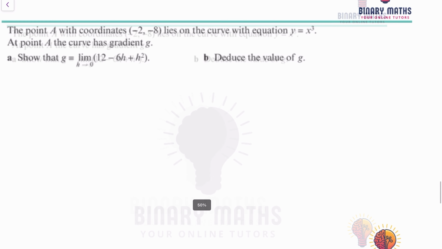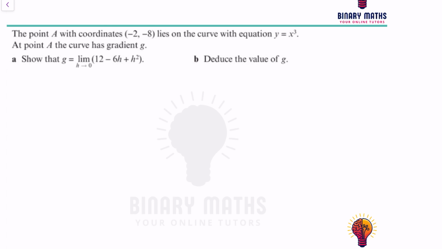Okay, let's do the next question. The point A with coordinate (-2, -8) lies on the curve with the equation y = x cubed. At point A, the curve has gradient g. So the first thing I need to write down is that g is the gradient, so f dash of -2. It's the gradient at x = -2. Show that g is equal to the limit as h tends to 0 of 12 - 6h + h squared.